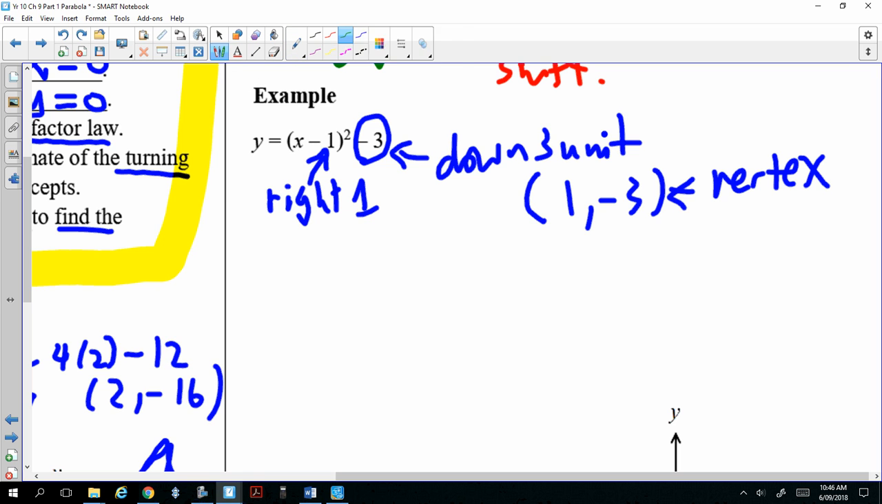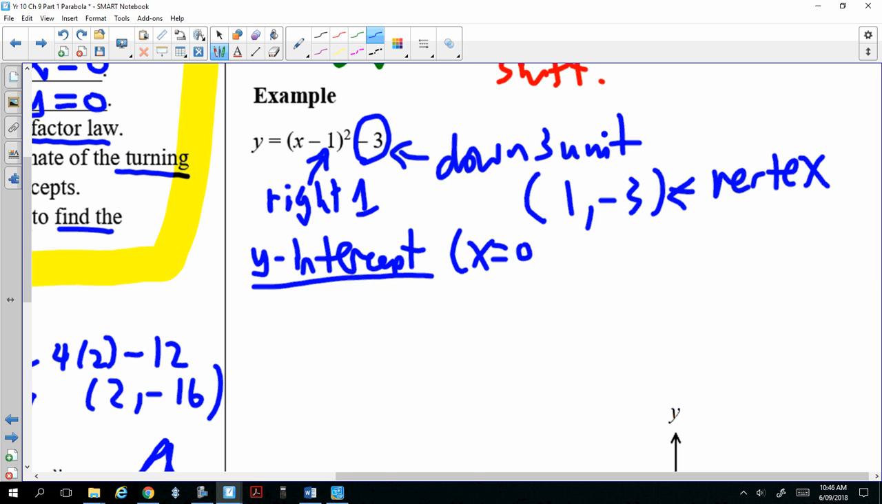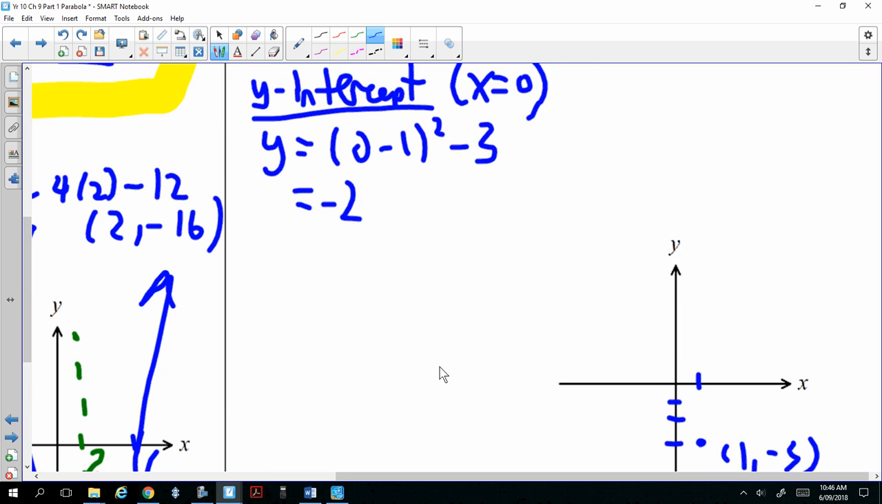Let's start off with the y-intercept. And that's when x is 0. When you put 0 into x, you get y equal to (0 minus 1) squared minus 3. Using your calculator, you will get 1 minus 3, negative 2. So now you know it crosses the y-axis at negative 2. Pass through this point.